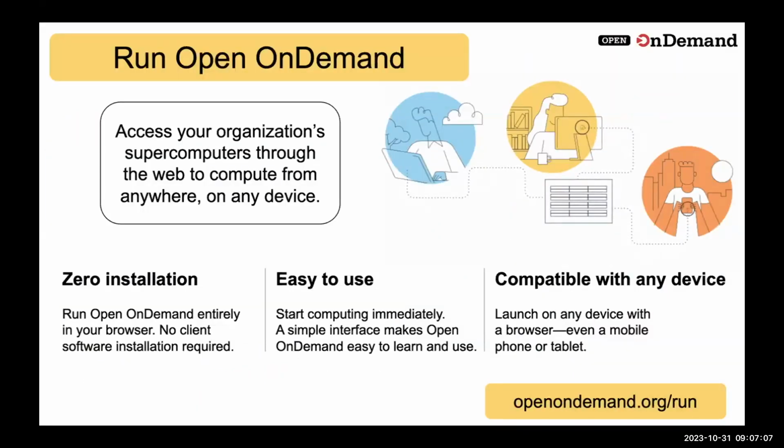So Open On Demand, for anyone who's not familiar with it, is a platform that greatly simplifies access to supercomputing resources by putting a very user-friendly web front end onto supercomputers. So it turns your supercomputer that would traditionally be reached through SSH and schedulers into just another web browser. And suddenly you have this very, very fast computer on your desk.